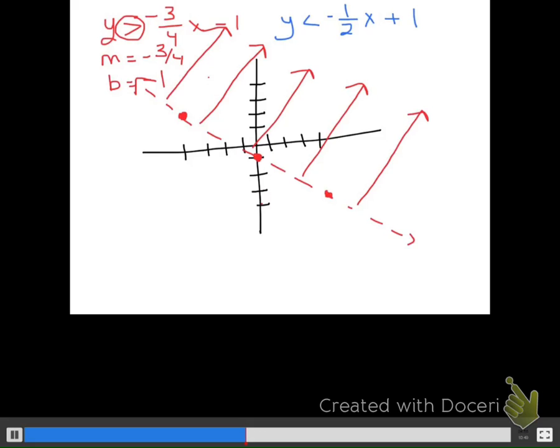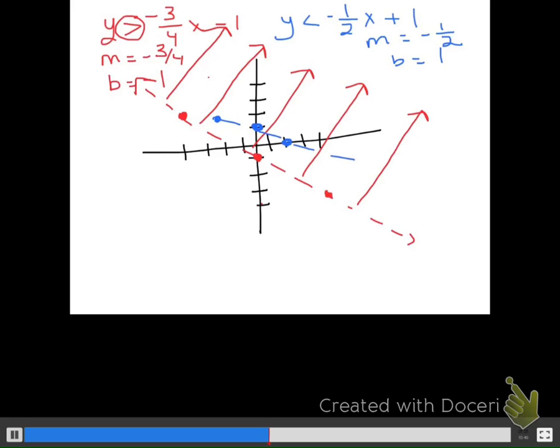Now, second inequality, our slope is negative 1/2, y-intercept is 1. So this time we put a point at 1 on the y because we know our line crosses the y at 1. And our slope is negative 1/2. So we go down 1 over 2. Or you can go in the other direction. You could go up 1, left 2, because that's still a negative 1/2 slope.